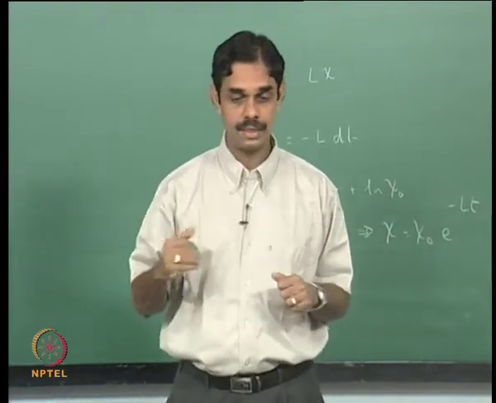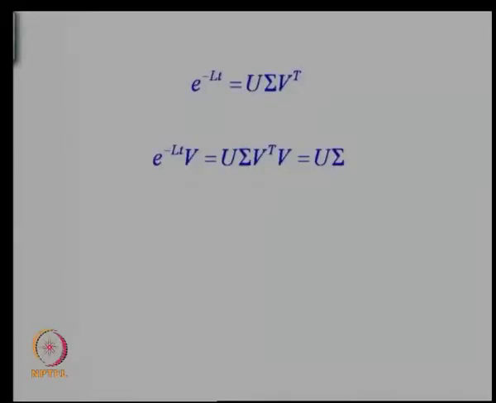An easy way to look at it is we multiply e to the power minus Lt by V from the right side. Now why do I do this? You can do anything you want, whatever you do, if it returns some results then it is good, many things will not return results.